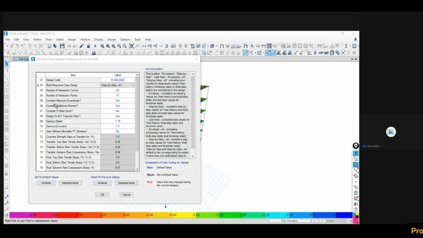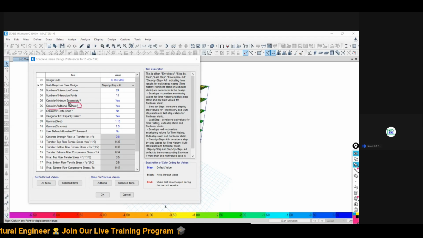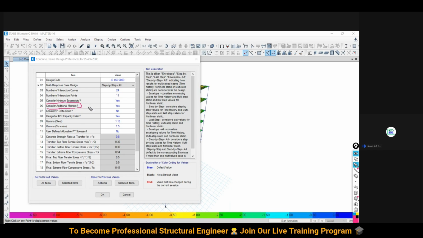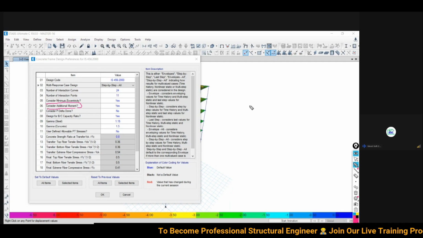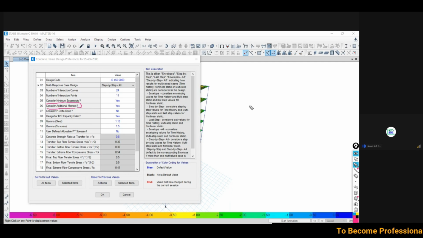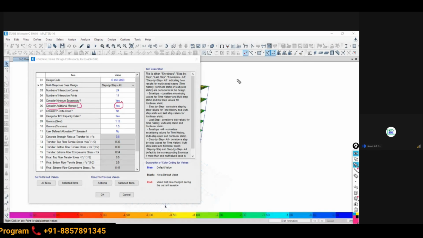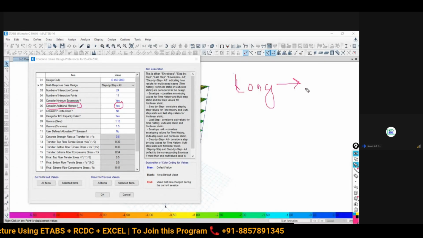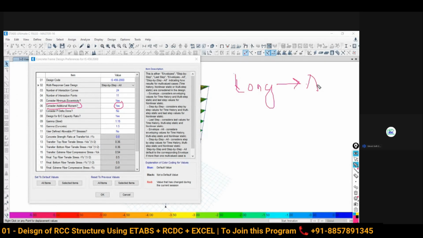Now the next and most important point is consider additional moment. This is also a pointer for your column, not for the beam. I would like to give a little introduction at this point. I will discuss it later when we are designing the column. Simply, when your column is proved to be a long column, there should be consideration of additional moment.